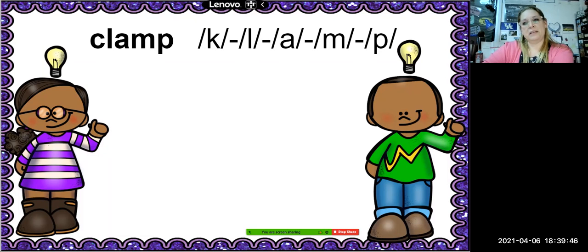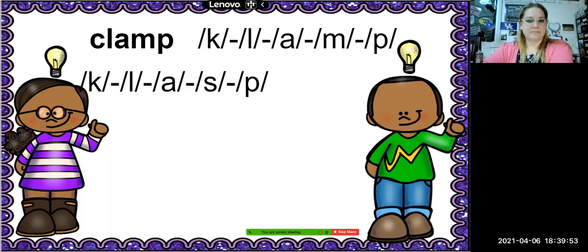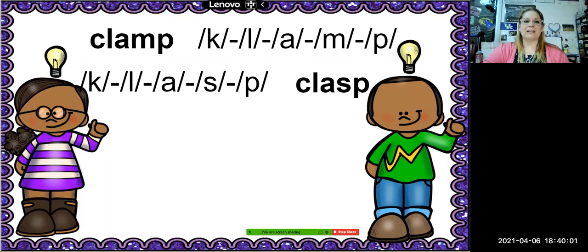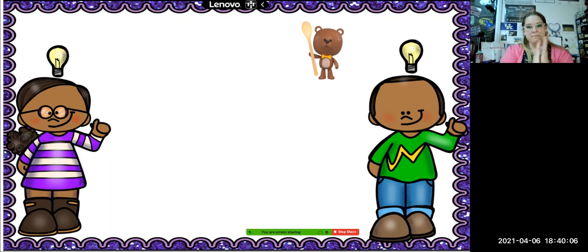We're looking at the final blend. We're going to replace the mp with the sp. What do you think that new word is going to be? It's going to be clasp. Clasp. Very good. All right, spoonerism time.